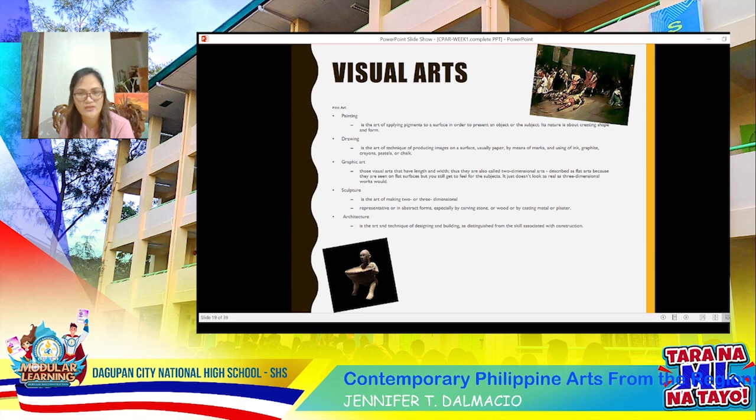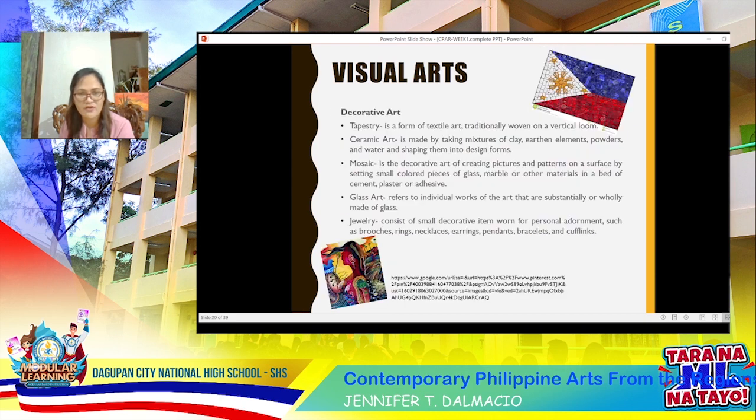We also have decorative art like tapestry, which is a form of textile art traditionally woven on a vertical loom. We also have ceramic art, which is made by taking mixtures of clay, earthen elements, powders, and water and shaping them into design forms. We also have mosaic, which is the decorative art of creating pictures and patterns on a surface by setting small colored pieces of glass, marble, or other materials in a bed of cement, plaster, or adhesive.